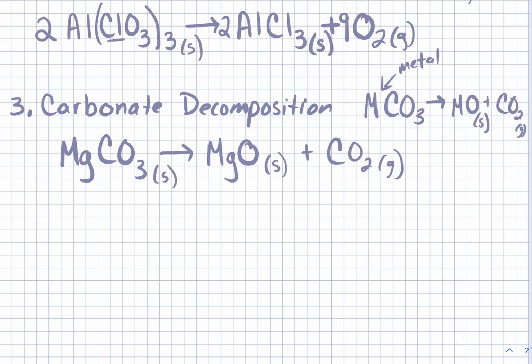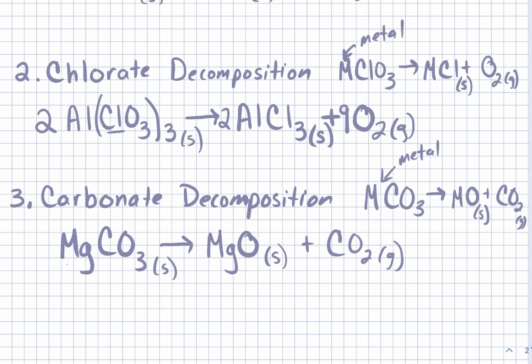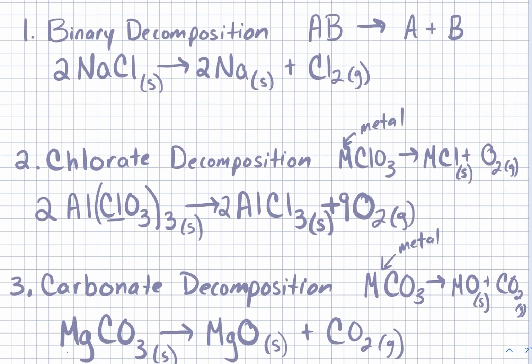And so now I need to balance. So when I look at this, I have 1 magnesium on my reactants, 1 magnesium on my products, 1 carbon in my reactants, 1 carbon in my products, and 3 oxygen in my reactants, and 3 oxygen in my products. So it's already balanced. Hopefully this helps you to understand these 3 specific decomposition reactions.